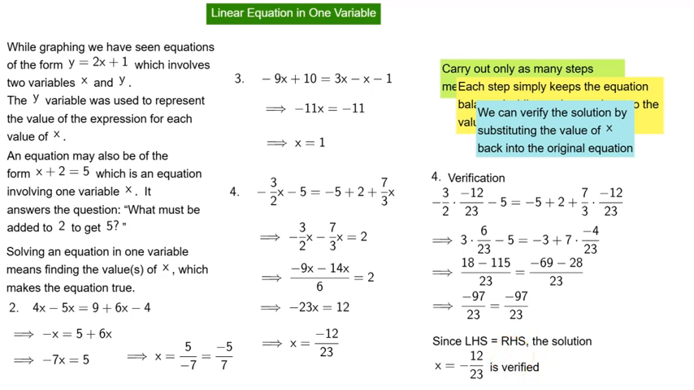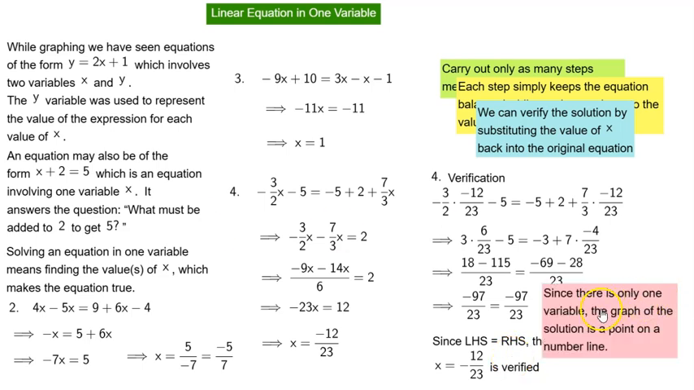Now, what about graph? Since there is only one variable, the graph of the solution is a point on a number line. So that was linear equation in one variable. That's it for now.